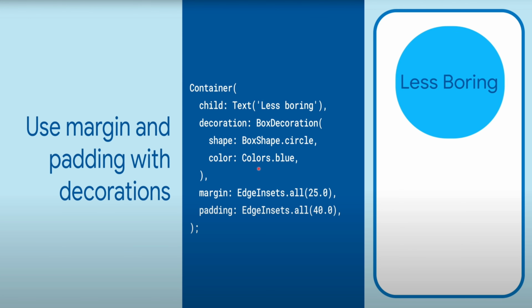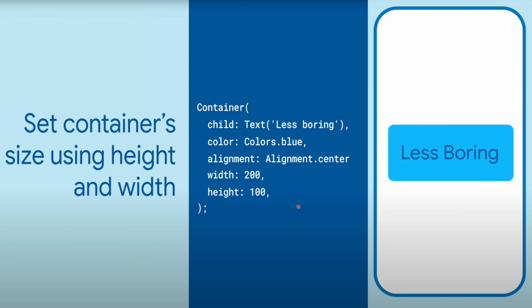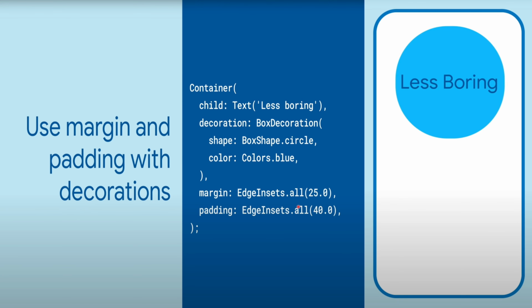So how do we do that? In this case, we keep the decoration as a box decoration. So again, there is a container. That container contains a child of text, and that text is now in a container whose decoration is of type box decoration, and the shape will be a circle and the color will be blue. Again, you might be interested in what these margins, edge insets all, and padding are. Maybe to help you understand a little bit, this container will have this space over here.